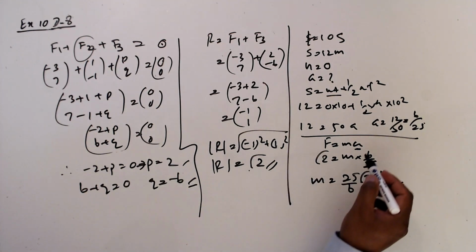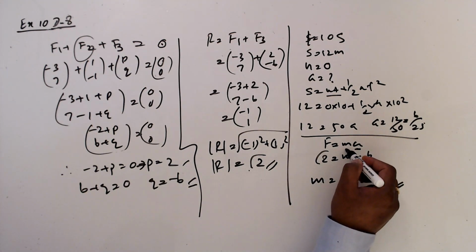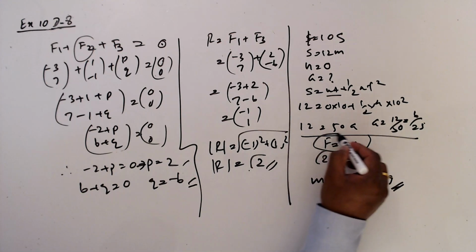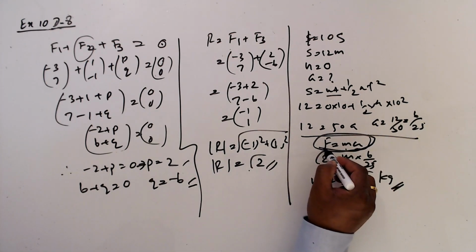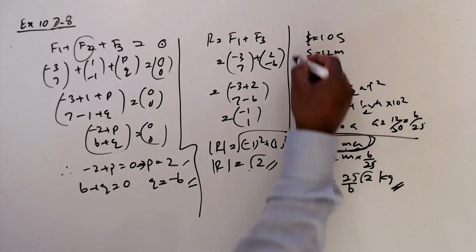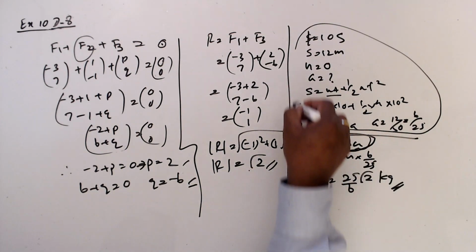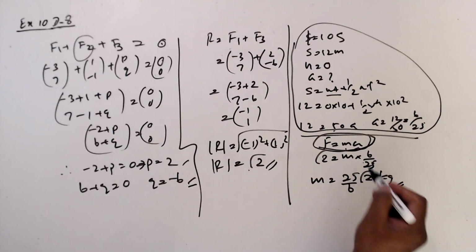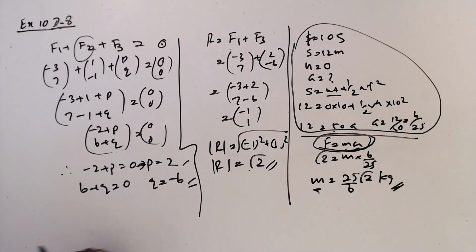So we want to find m. We have to use F equals ma. We know F, but we don't know a. So the details are given here to find a, and we apply it and we get m.